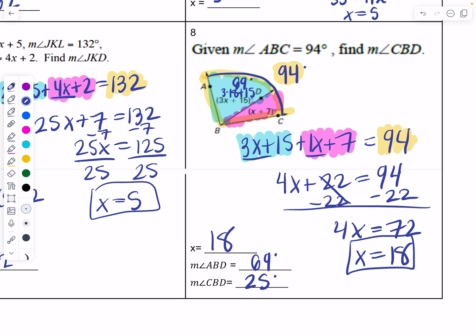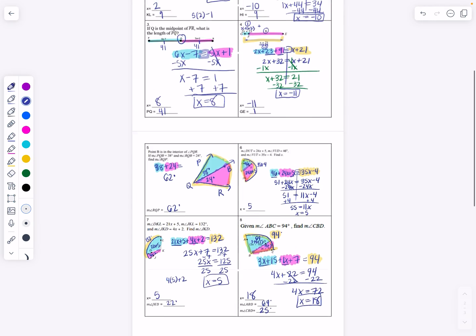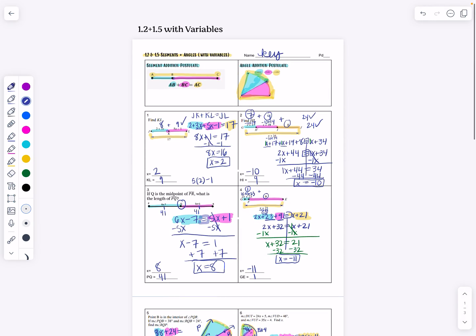But let's check it. What is 18 plus 7? 18 plus 7 is 25. So how do you know if you did it right? Whenever you add 69 degrees together with 25 degrees, it does add up to 94. And so that is our notes on the segment addition postulate and angle addition postulate with some algebra.